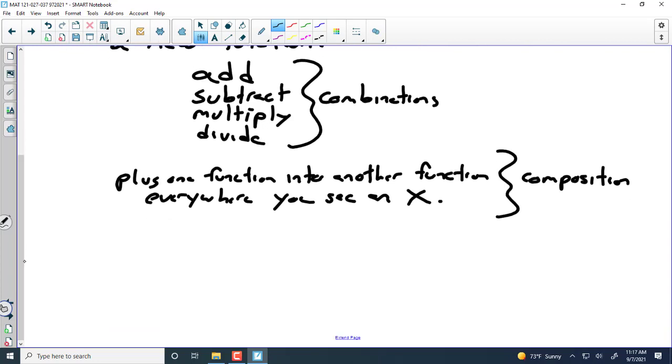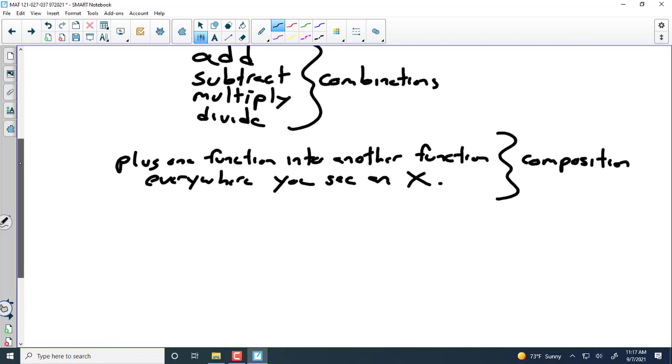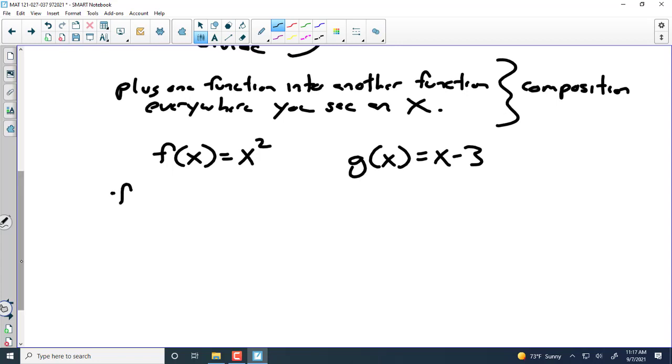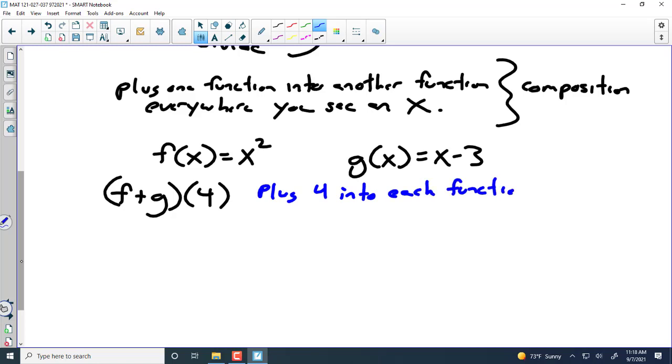When you are given two functions, and we'll make them nice and simple, we'll just do x squared and x minus 3. Sometimes the only thing you have to do is do a combination or a composition with a number. For instance, if someone says f plus g of 4, what you do is you plug 4 into each function and add the results.